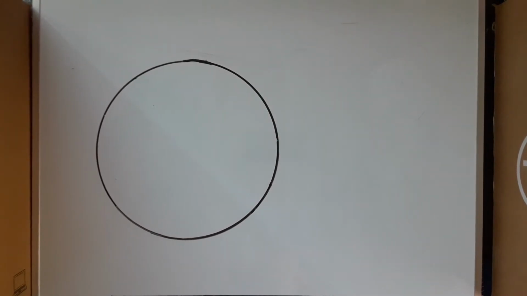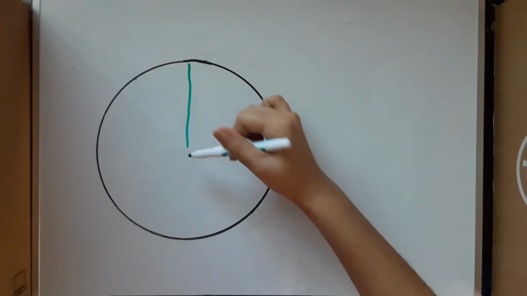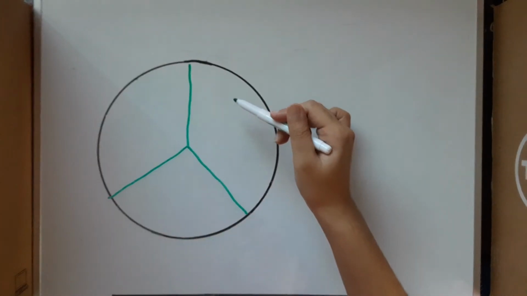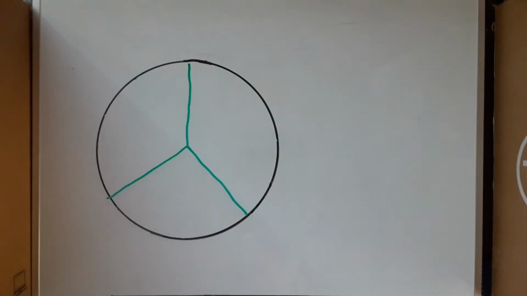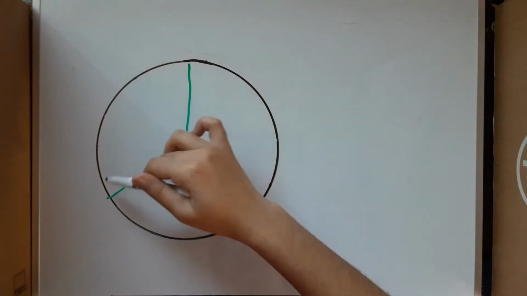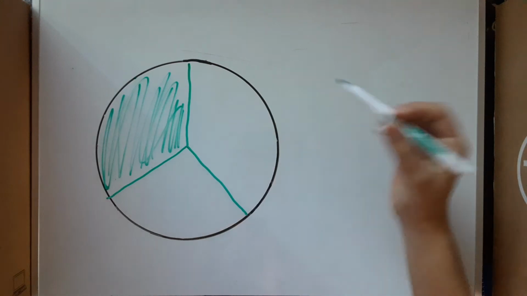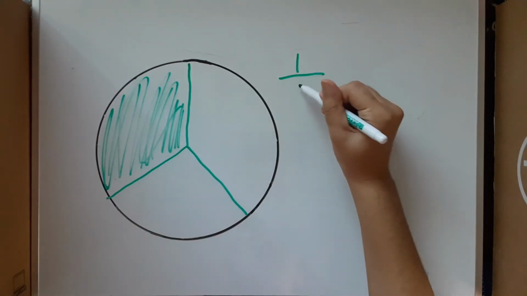Now, we don't have to cut it in half and keep cutting it like that. We can cut it into different sized pieces as well. Let's cut this circle into thirds. We draw a line down, a line to the side, and another line, so that we have 1, 2, 3 equal, or at least sort of equal, pieces. If we fill in one piece, that would be 1 out of the total, which is 3.